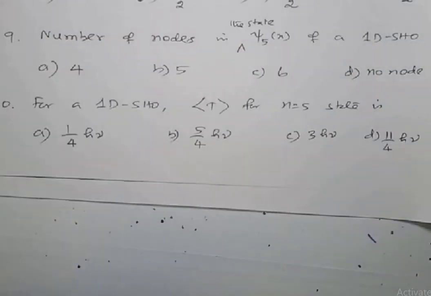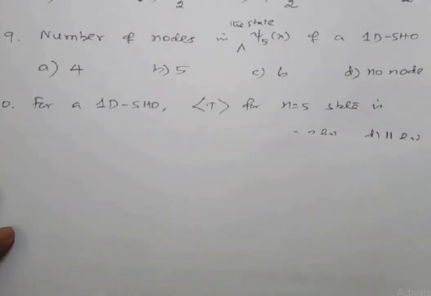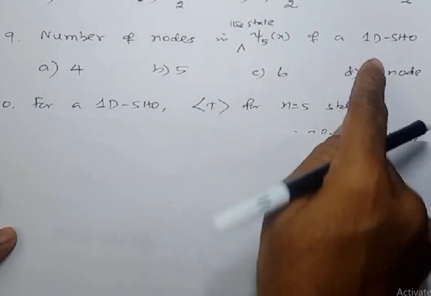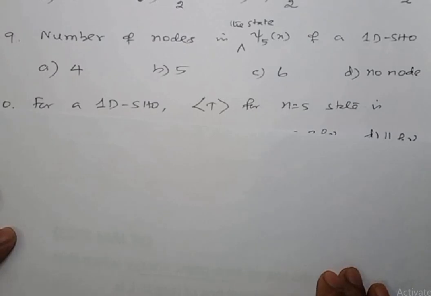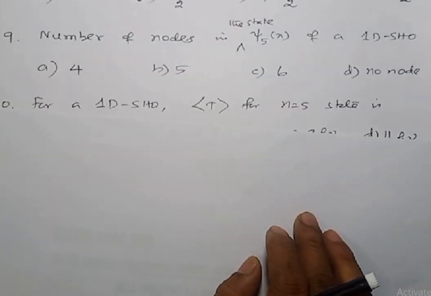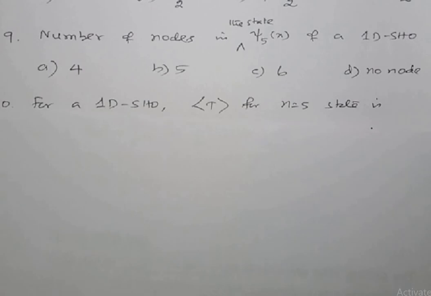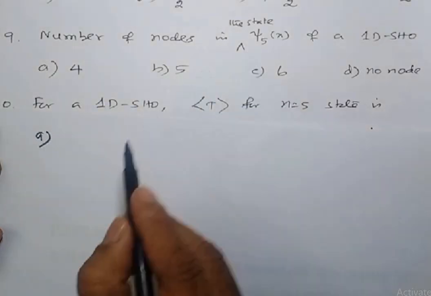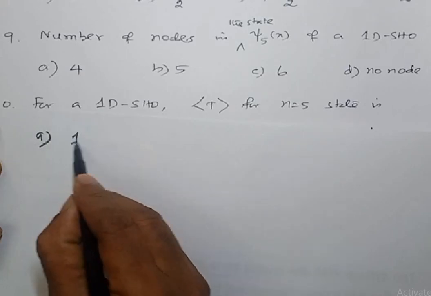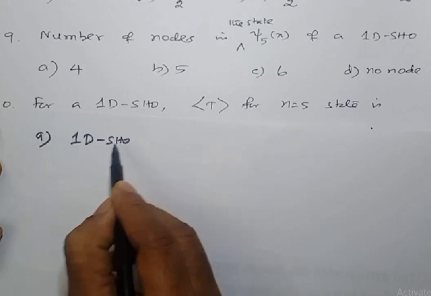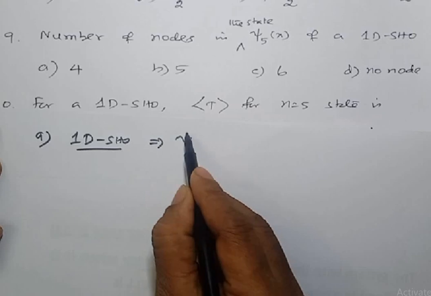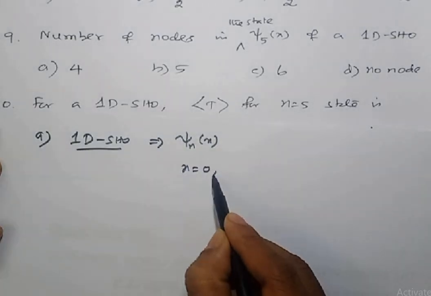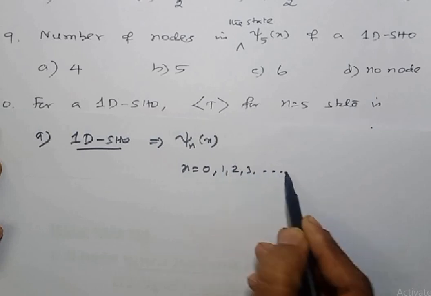Question number 9. What is the question asked? The number of nodes in the state psi 5 of x of a one-dimensional simple harmonic oscillator. Yes, this is actually a direct question. For a one-dimensional simple harmonic oscillator, we give the wave function as psi n of x, and n starts from 0: n equal to 0, 1, 2, 3, 4, etc.